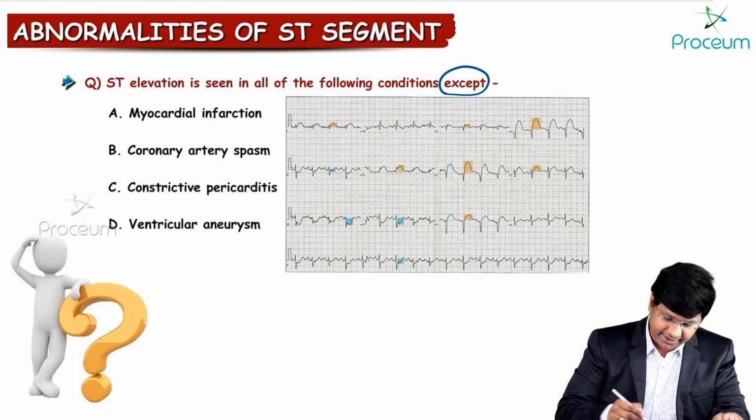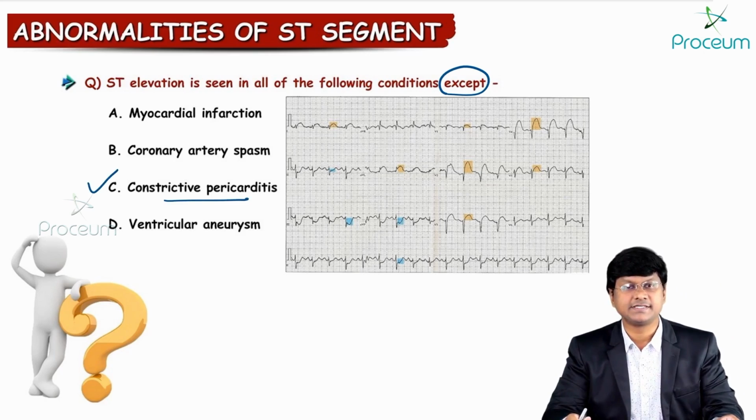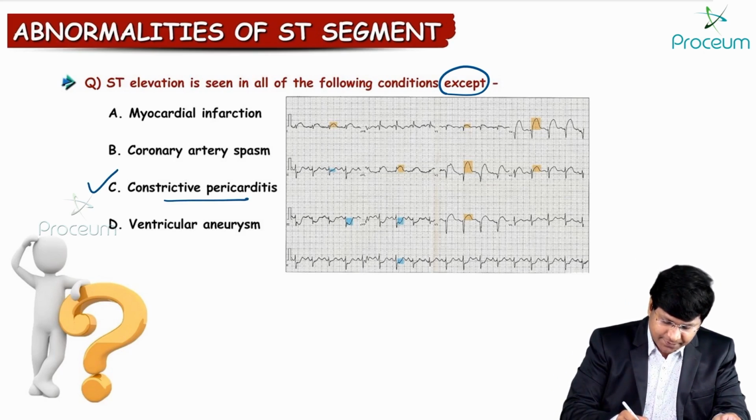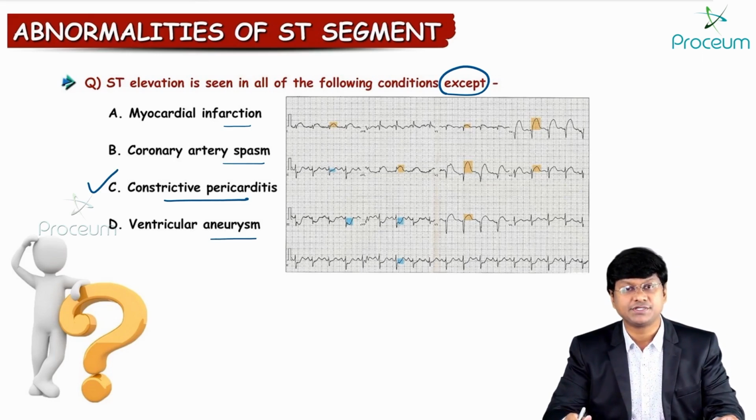So the answer here is constrictive pericarditis, right? The answer here is constrictive pericarditis. Whereas the other options like myocardial infarction, coronary artery spasm, ventricular aneurysm, in all these conditions you have the ST segment elevation. I will show you the respective ECGs as well.